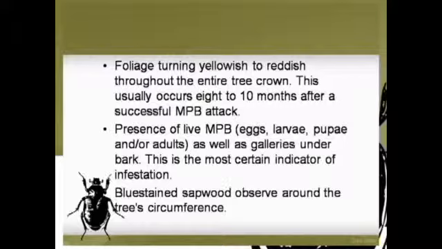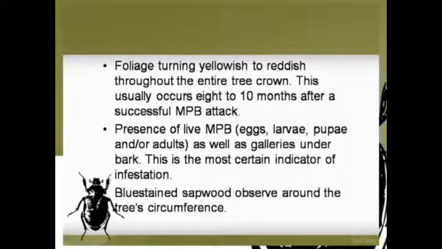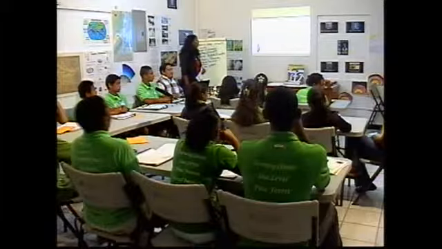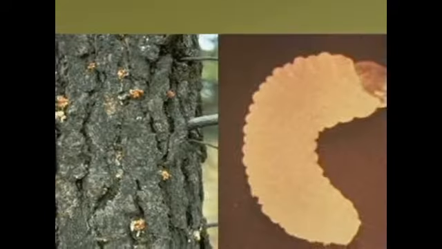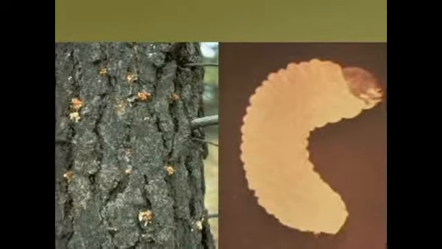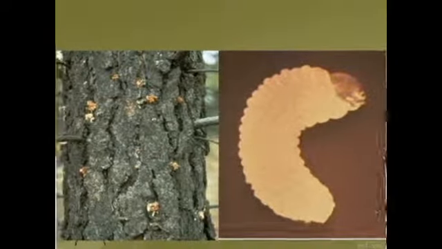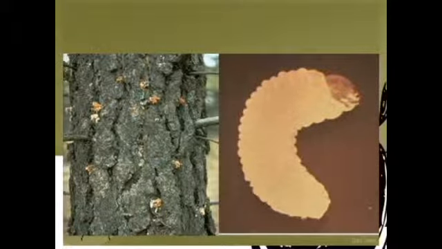Presence of live MPB as well as galleries under the bark. This is the most certain indicator of infestation. You will also be able to see the blue stain sapwood observed around the tree's circumference. Here we have a pine forest tree, and as you can see, there are crevices being dug into this pine forest tree already due to the worms, the larvae.